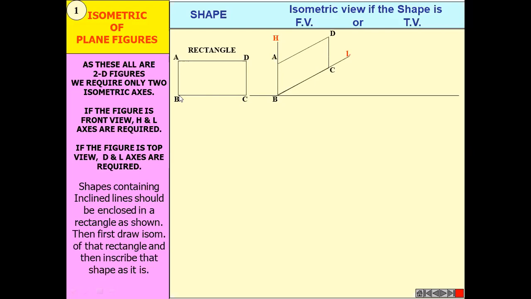See now, BC is horizontal, BC is inclined at an angle 30. AD is horizontal, AD is inclined at angle 30. BA is vertical, so vertical line remains vertical. Vertical, vertical. CD is vertical, vertical.